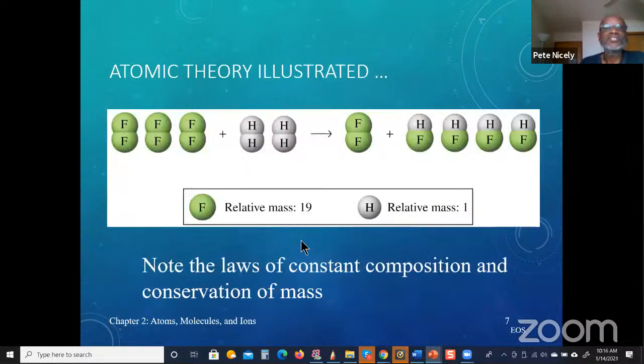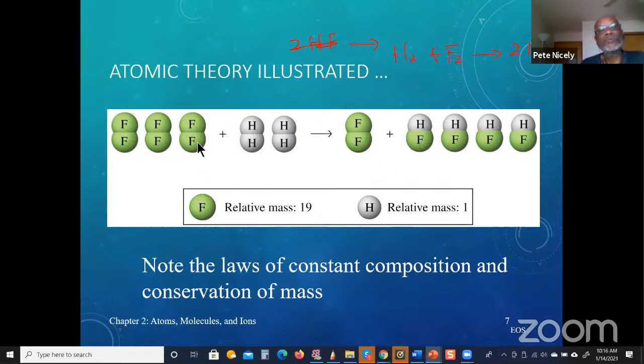Okay, so just to illustrate the atomic theory, let's say that we can actually monitor a chemical reaction between hydrogen and fluorine. The equation for this reaction I'm going to write up here. It's going to be H2 plus F2 to form 2HF. All right, so that's the equation for the reaction.